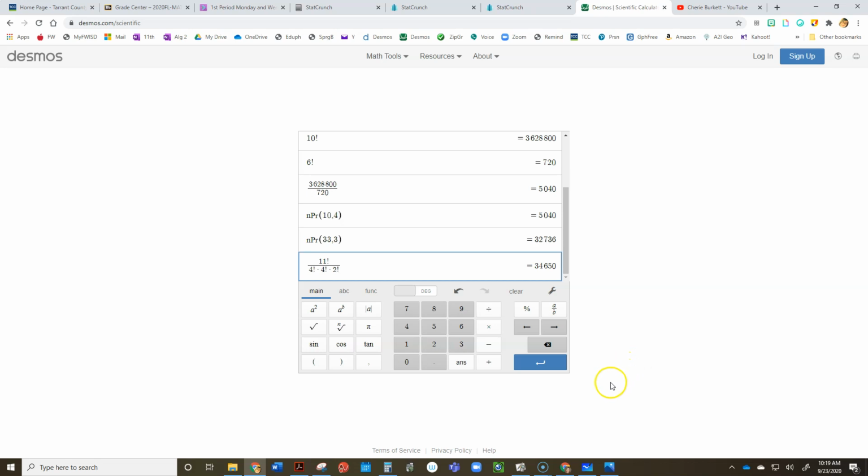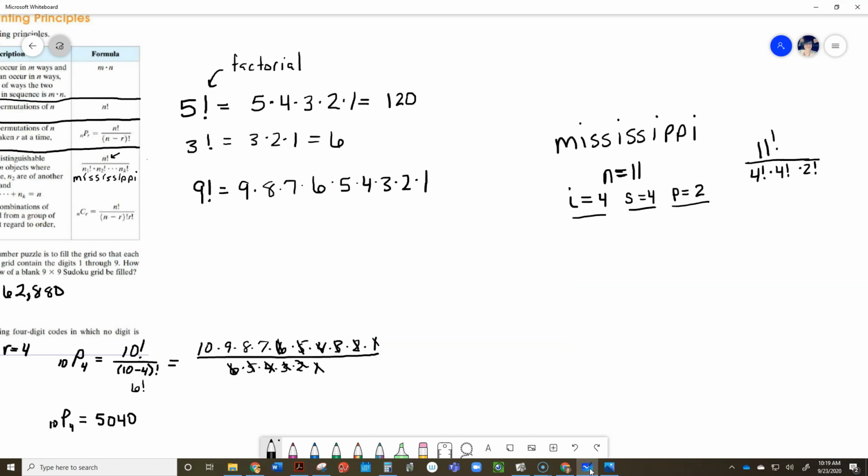So, 34,650. Now, what I want to make sure that you're understanding: I'm claiming that this is one arrangement of those letters, and now I'm claiming that this is a second arrangement of those letters. I've rearranged something.